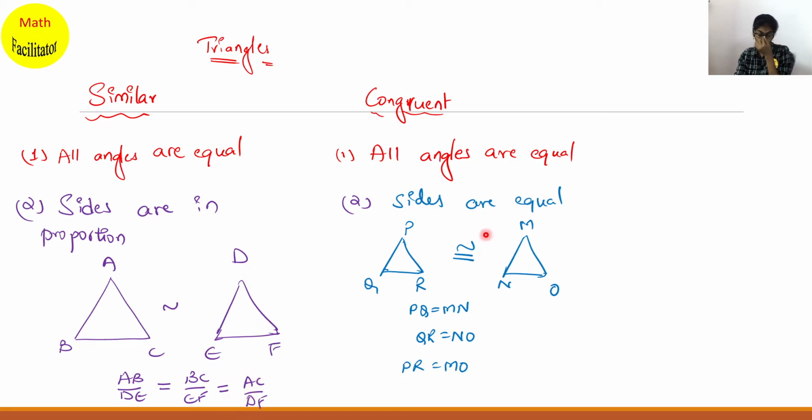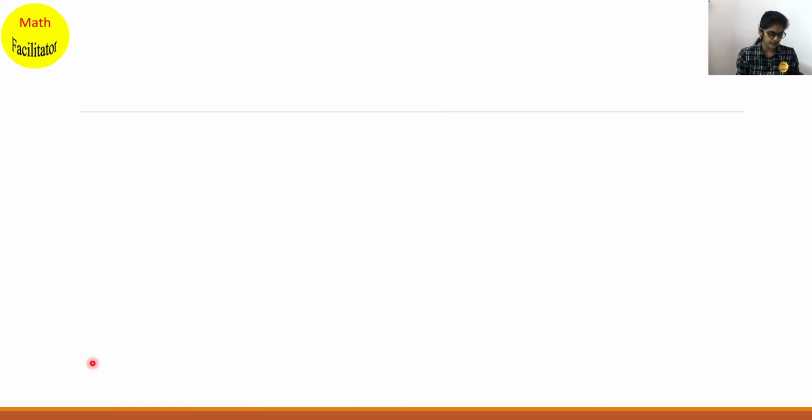Okay, if two triangles are congruent, then angles are equal. So when angles are equal, the sides are also equal. Here both angles and sides are equal. Here when the triangles are similar, sides are not equal, they are in proportion. Okay, this is the basic difference regarding the sides you have to understand. In both the cases, angles are equal. Clear? So let's move on to the next concept.